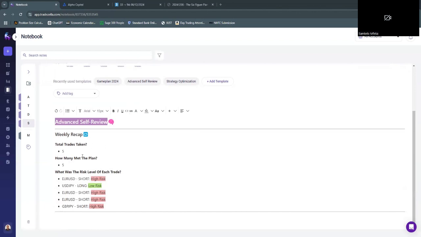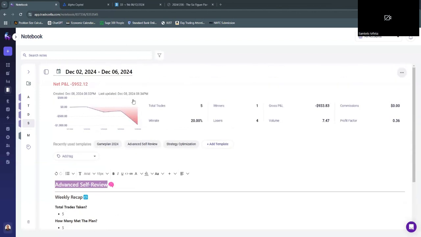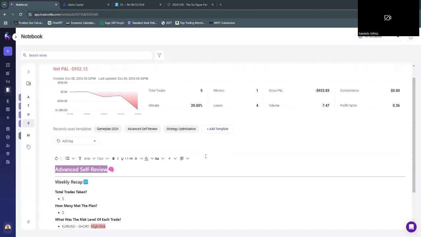In this last week, 5 trades taken, all 5 met the plan. 4 were high risk, one was low risk. We've ended the week 1% lower. There was one partial profit in this, and then 4 losses. 2 of these were partial losses, and then 2 full losses. All that balanced out brings us to just below a 1% drawdown.